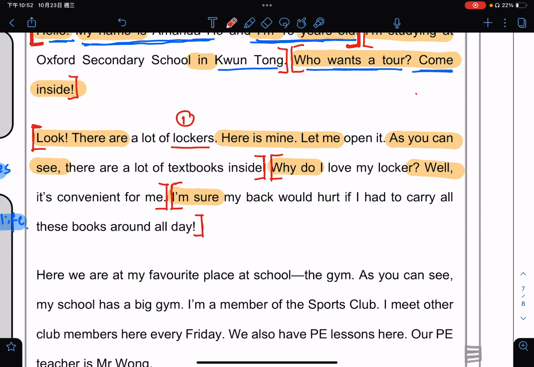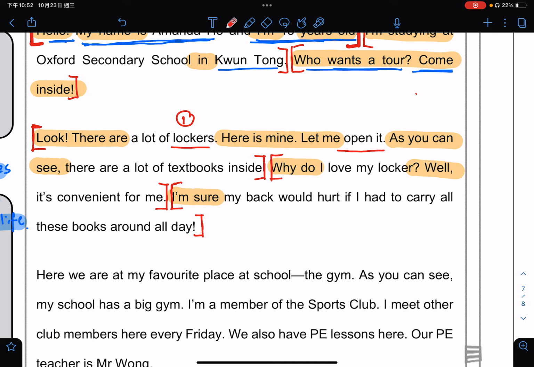So you can talk about other facilities, not only lockers. It can be your school hall, your classroom, the ICT room, the music room, or the outdoor playground, tuck shop, etc. So show me your favorite or the school facilities that you go to most often. And then in the first part, you also tell people, here is mine. 呢個就係我嘅 locker 啦。And you are going to do something. So in the video, you don't only talk, you are doing something, having some action.